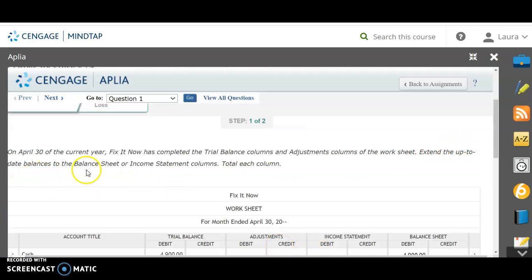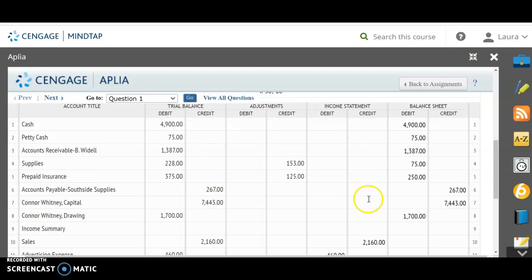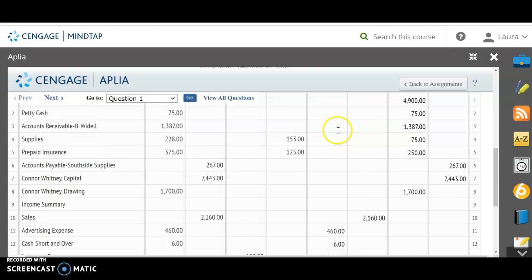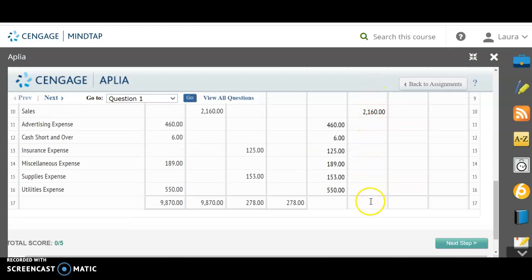Once we've carried all of those over or extended them to the balance sheet and income statement, the last section here says total each column. And this is where you have to be very careful using your calculator and adding these things together. So in our income statement, we have a debit and a credit column. In the credit column, there's only one number there, so that's pretty easy to add. So we can just carry down the $2160. But we have to add all of our expenses here to come up with a number. And that should equal $1483 once you did the math correctly.